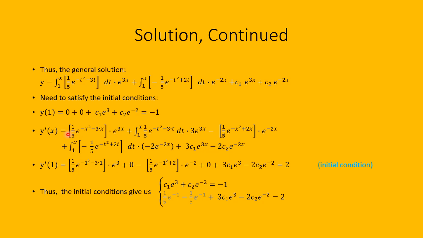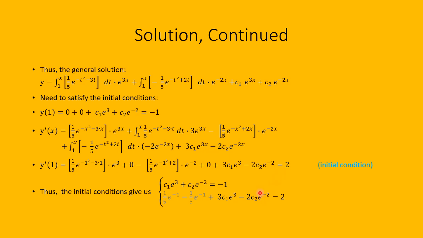And so we get 1/5 e to the minus 1 squared minus 3 times 1, e to the 3 times 1, plus this integral times something which is 0, minus, and then 1/5 e to the minus 1 squared plus 2 times 1, times e to the minus 2, plus this integral times this, which is 0 times something, that's another 0, and then letting x be 1 in these two, 3c1 e cubed minus 2c2 e to the minus 2. And remember, the initial condition was y prime of 1 equals 2.